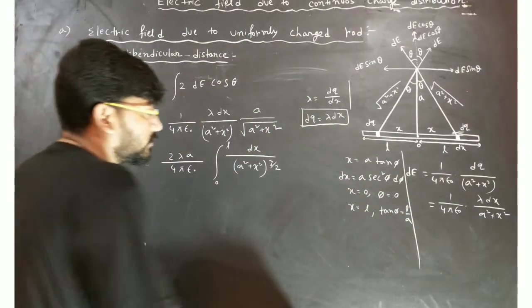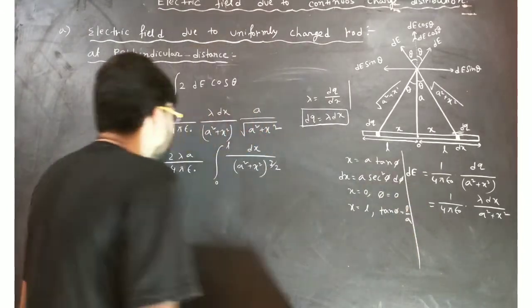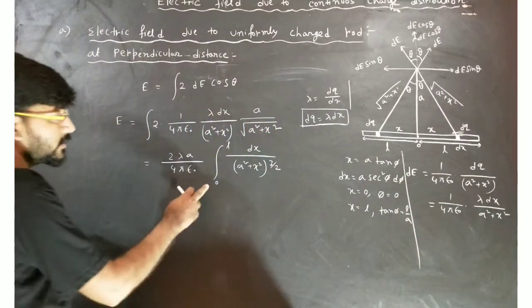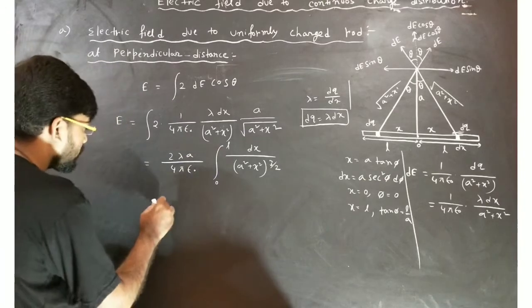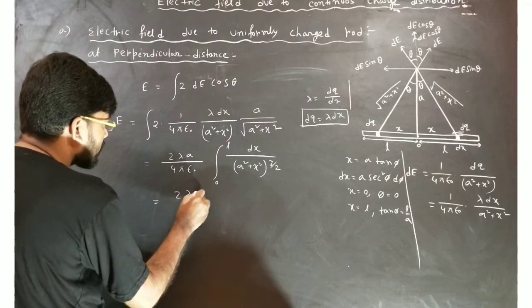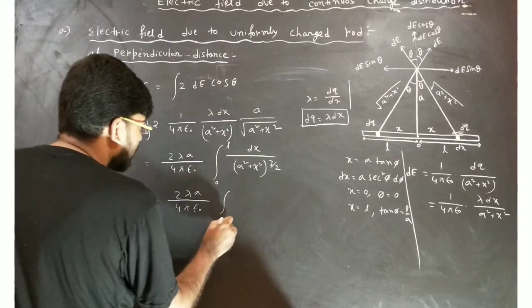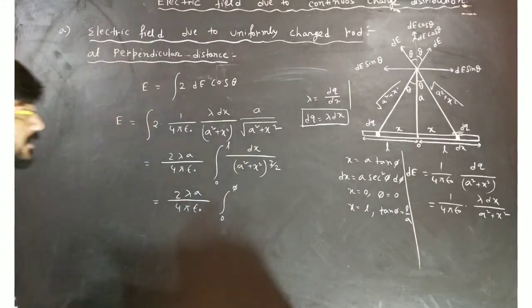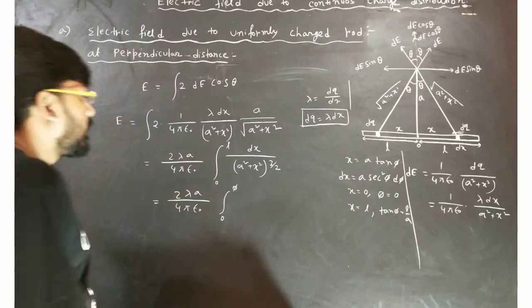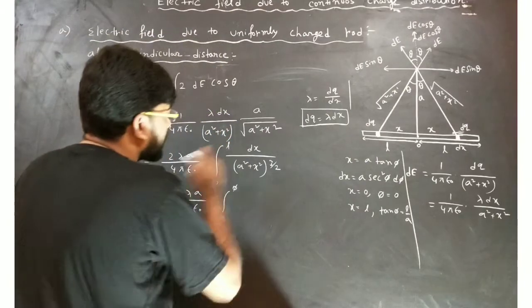And phi will be tan inverse L by a. So I will substitute in terms of phi. So let me take the limit from 0 to phi. Okay, so we can take the limit. So 2 lambda a divided by 4 pi epsilon naught, and the limit will be from 0 to phi in terms of phi. Okay, and now what is dx?